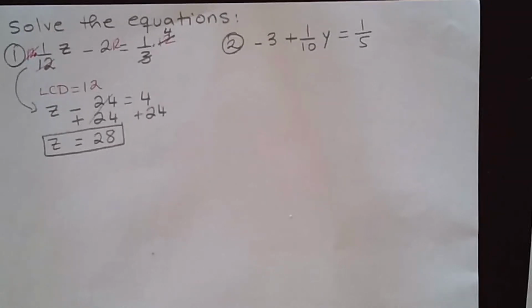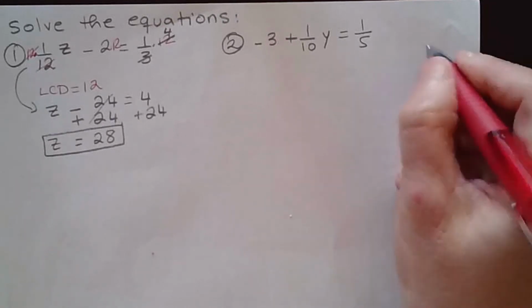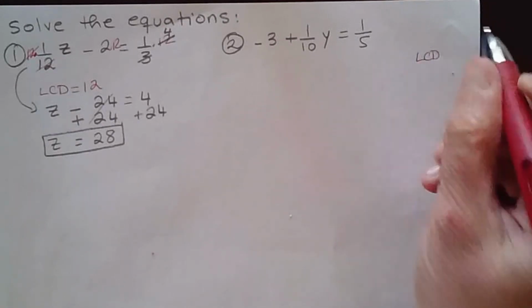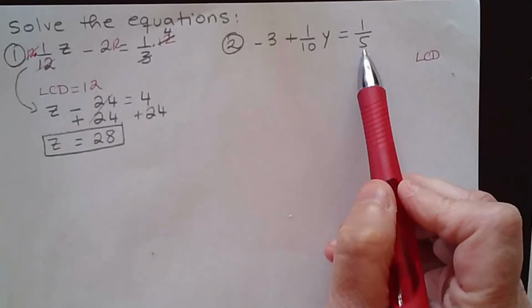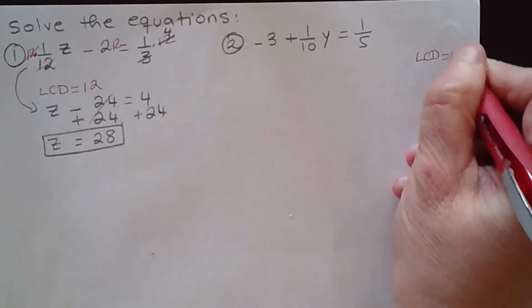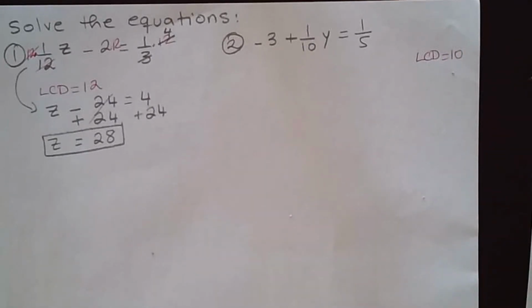Now let's do number 2. Here we also have fractions. So again, we're going to find the LCD. The LCD here is, you have 10 and 5 in the denominator, so the LCD is 10. So I'm going to need to multiply both sides of the equation by 10. Every term has to be multiplied by 10.